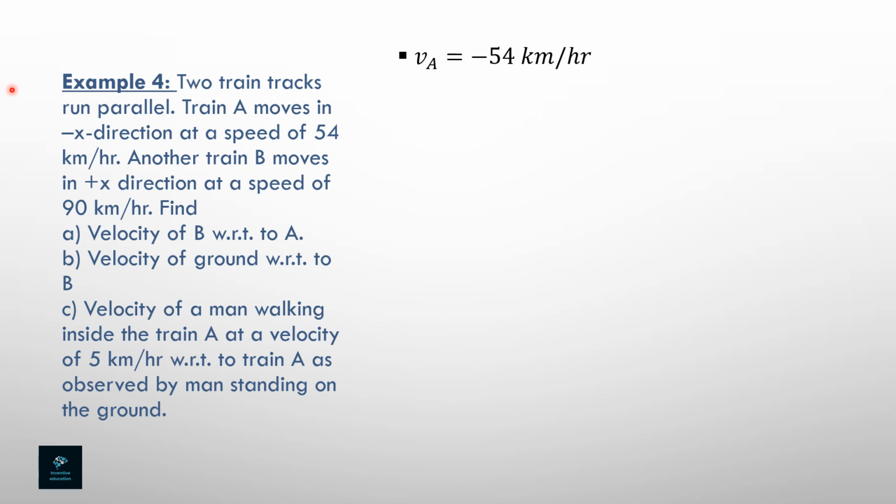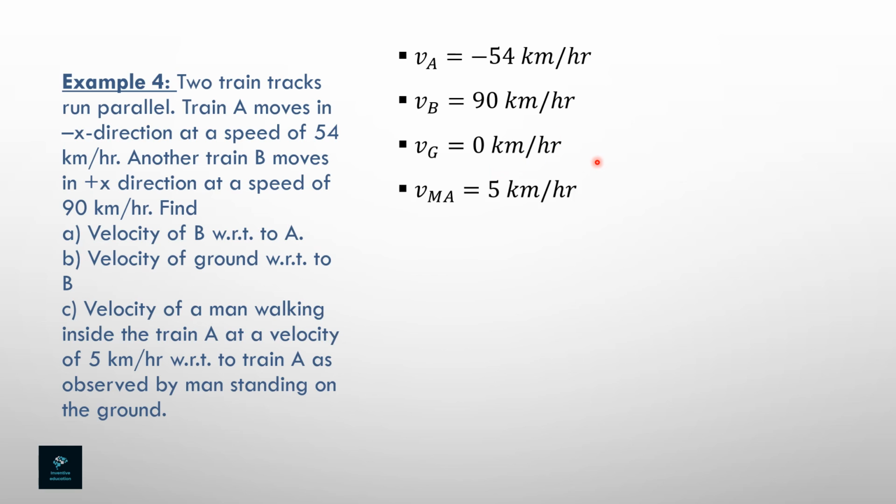So we are given that the velocity of train A is minus 54 km per hour since train A is moving in negative x direction. Velocity of train B is 90 km per hour. Ground is stationary, therefore Vg is equal to 0 km per hour. And we are given that the velocity of the man inside the train relative to the train is 5 km per hour.